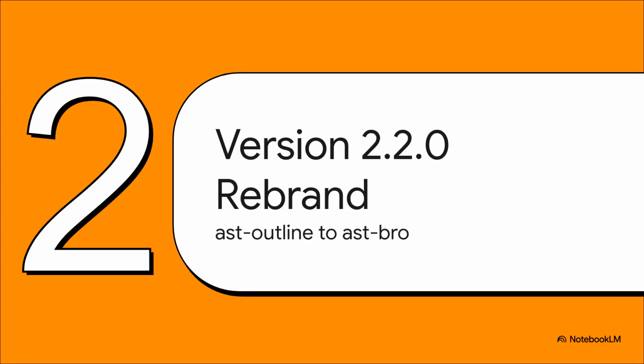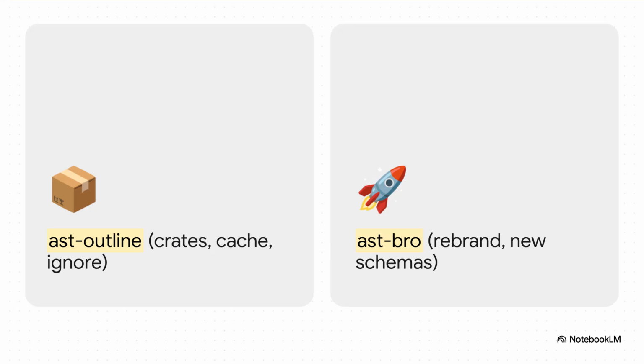Section 2. The version 2.2.0 rebrand. ast-outline officially becomes ast-bro. So first up is a massive rebrand. You might have known this tool previously as ast-outline. Well, across the entire ecosystem, we're talking Rust crates, NPM packages, PyPI, Homebrew, Nix, it's now officially ast-bro. This means breaking package name changes and every user-facing string, cache directory, ignore file, and schema id has evolved to reflect this new identity. It's really a clean slate for a massive upgrade.